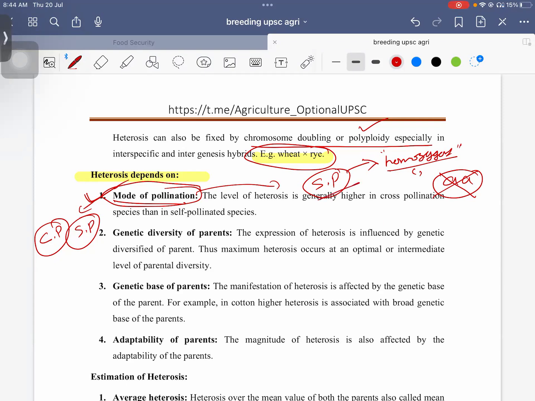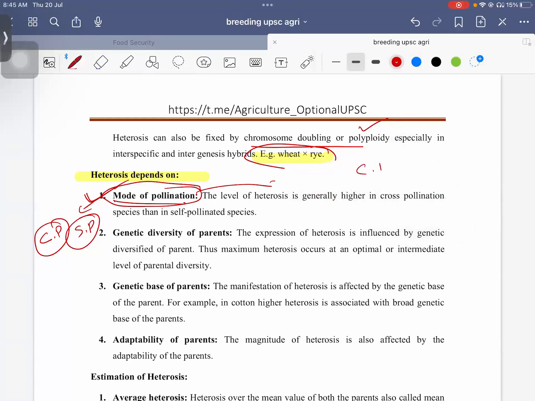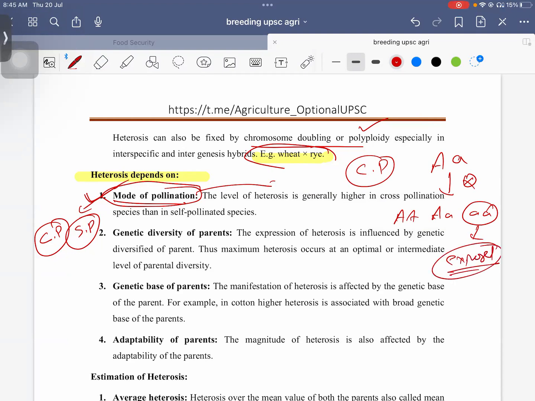In self-pollinated crops, by evolution, they have something called homozygous balance that protects them from inbreeding. But in cross-pollinated crops, the heterozygous combination will be there in most genes, capital A, small a. Once you self it, it will lead to AA, Aa, and aa. So the recessive allele is exposed. That is the reason why the inbreeding depression is more. This is a very important concept. I don't think you will find it clearly explained in many places.